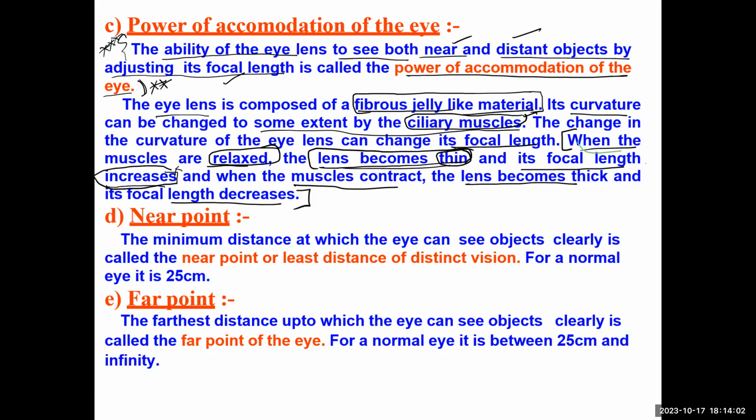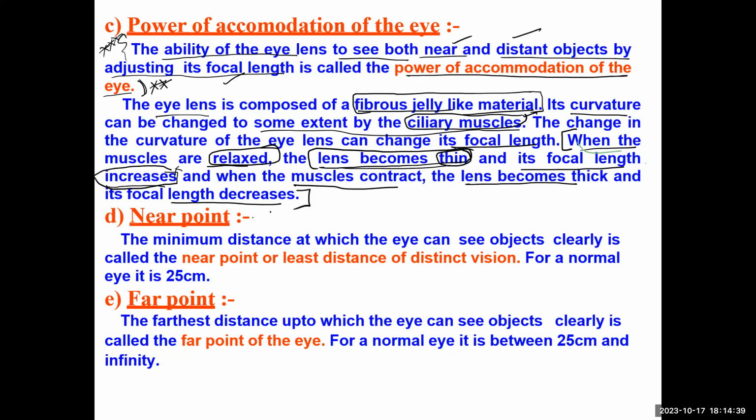I can give one example. Whenever a person is in a very tense mood, he cannot even look at objects which are close to him. Why? Because of the tense mood, the muscles become contracted. Once the nerves and the muscles become contracted, what will happen? He feels like the object which is close to him is also very blurry. Why does the image look blurry? Because the focal length decreased. So this is about how the focal length increases and decreases.